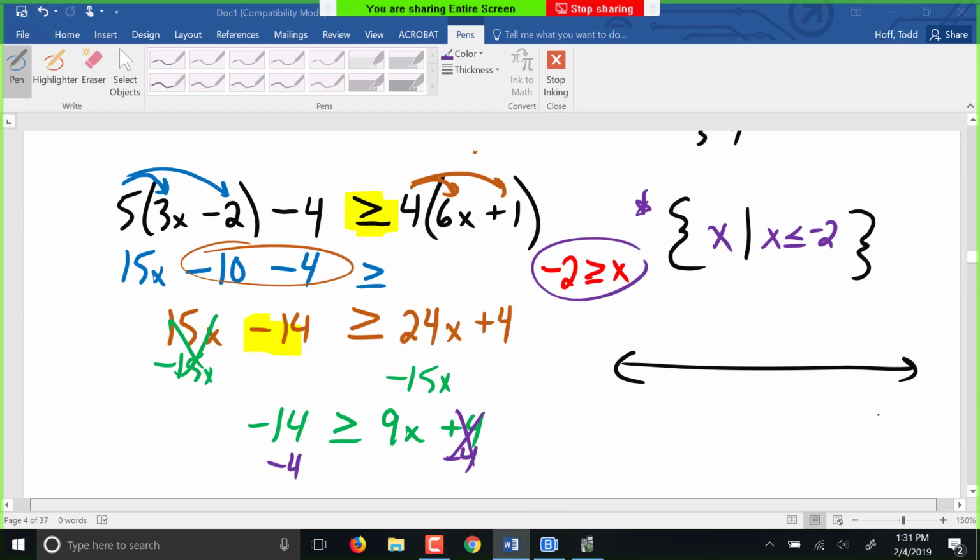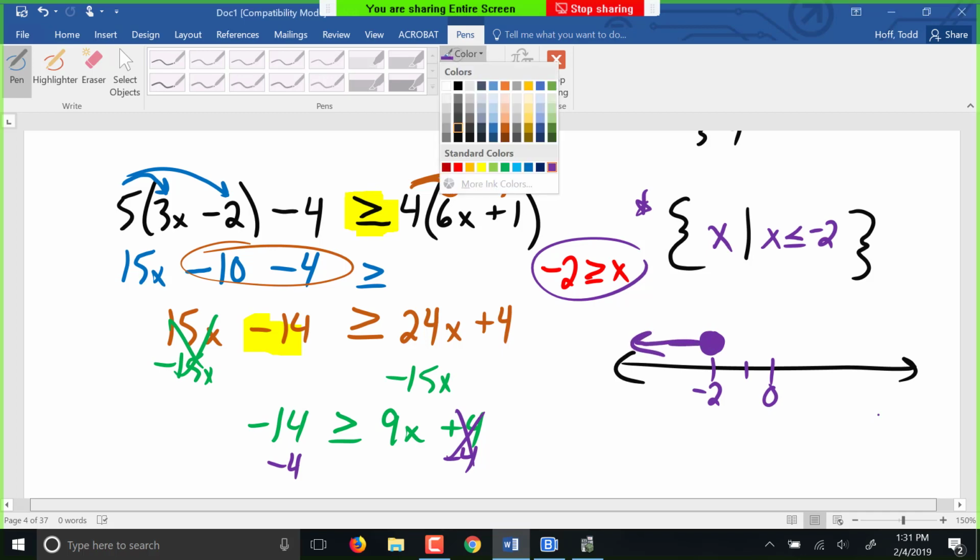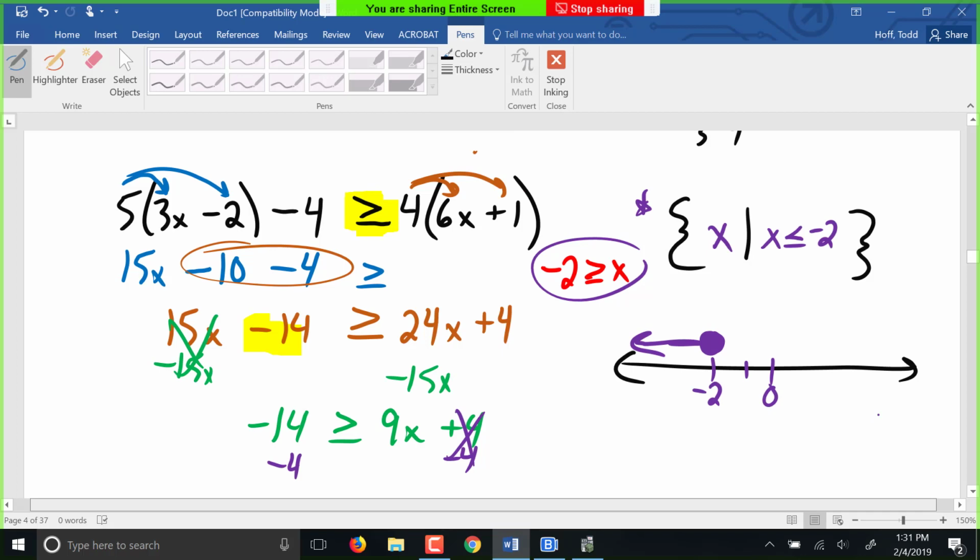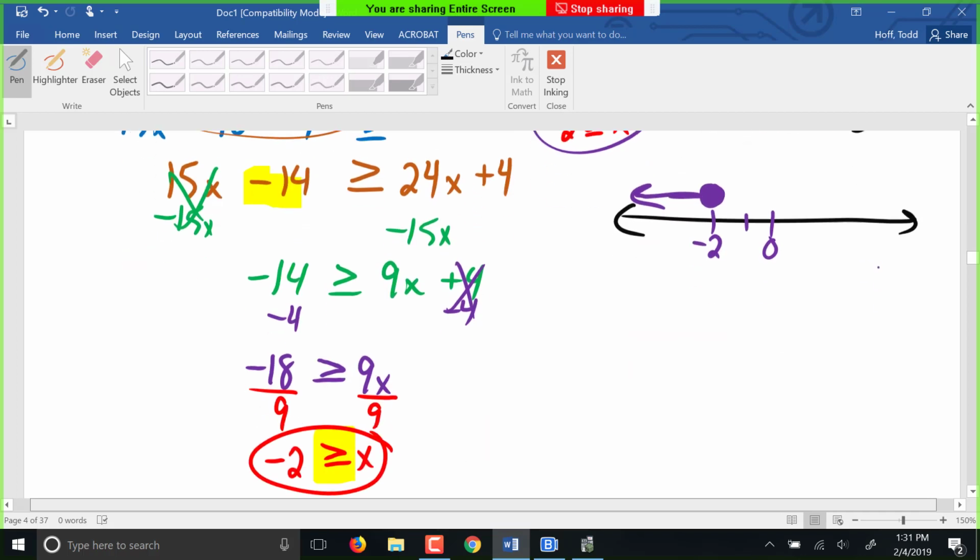Is it at -2? Open or closed? Closed. Left or right? Left. Perfect. Any questions on those? Okay.